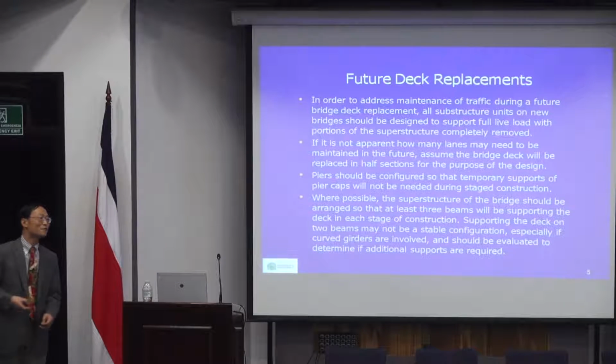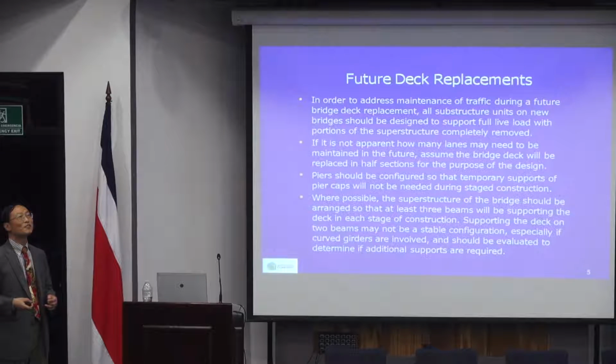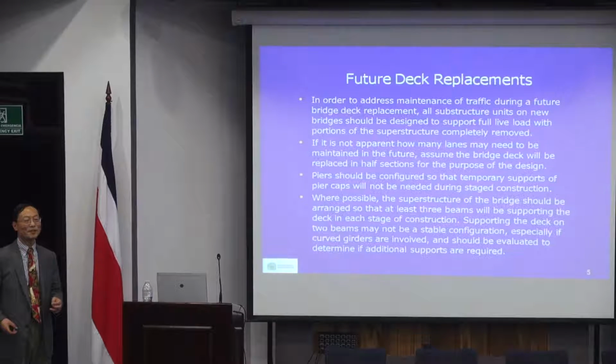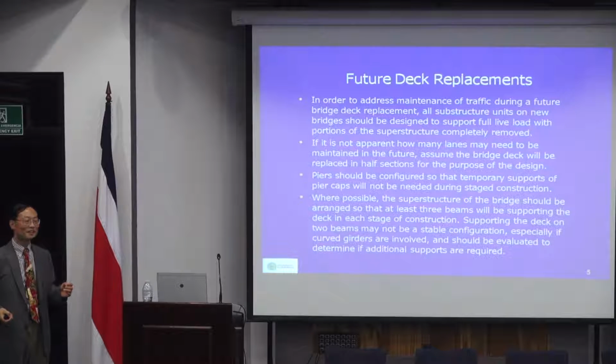Another thing is that when you design a bridge, you have to make sure you consider how you will replace the bridge deck in the future. That's why sometimes, if you have a relatively narrow bridge and you say, I only really need 3 girders, ideally you may want to have at least 4 girders, so at least we can have staged construction. If you have only 3 girders, that will be extremely difficult to do.